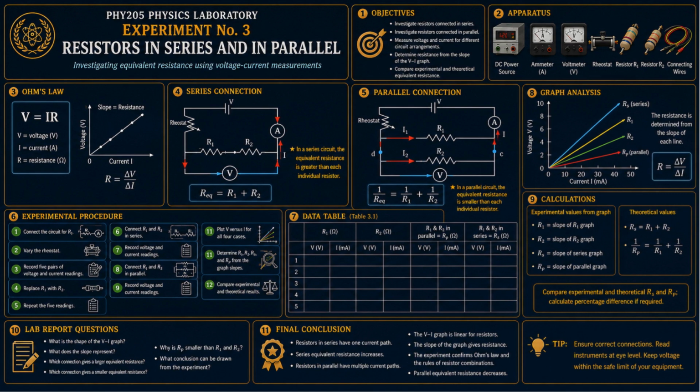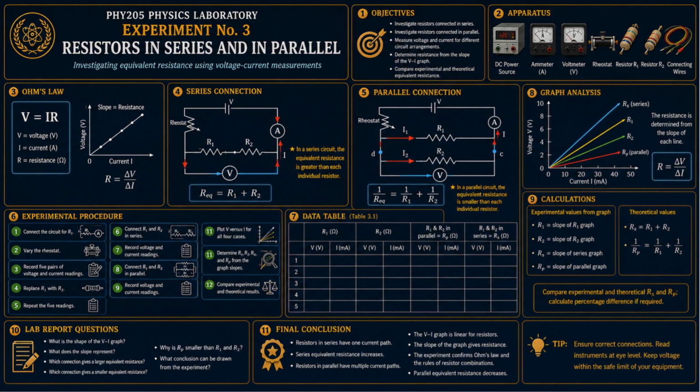Theoretical values. For the series connection, RS equals R1 plus R2. For the parallel connection, 1 over RP equals 1 over R1 plus 1 over R2. Compare experimental and theoretical RS and RP, then calculate the percentage difference if required.